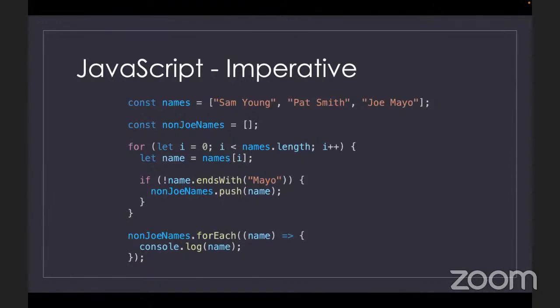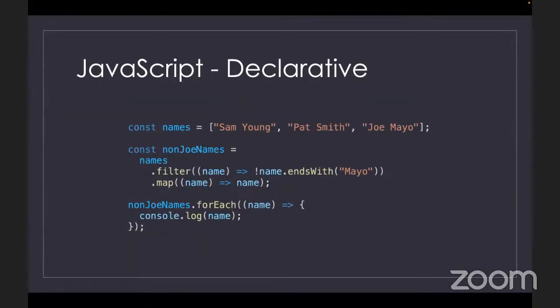So let's take this imperative code and rewrite it as declarative JavaScript code. And then you're going to see something a whole lot shorter. Notice that we're taking that names array and saying filter. That means I want everything out of that array except for the one whose last name is Mayo. And then I have a map. This map is really simple.